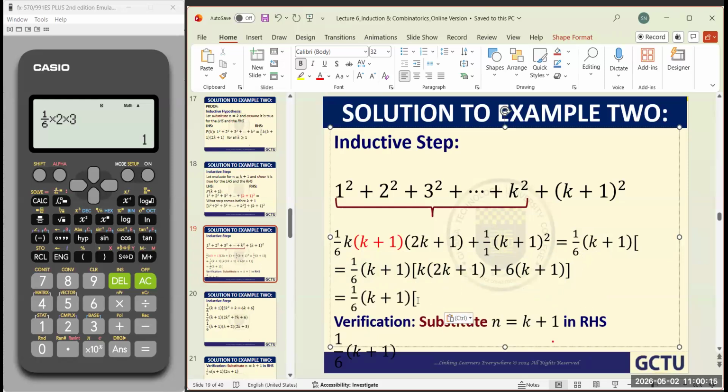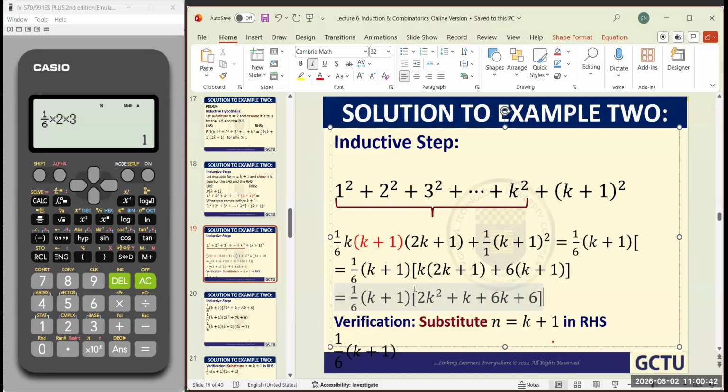Okay, so inside the bracket, what is k times 2k? Is it not 2k squared? Yes, 2k squared. Then we have k times 1. Is it not plus k? Yes. And on the right, 6 times k. Is it not 6k? And then 6 times 1. Is it not plus 6? Yes, 6. Okay, so that's my bigger bracket.